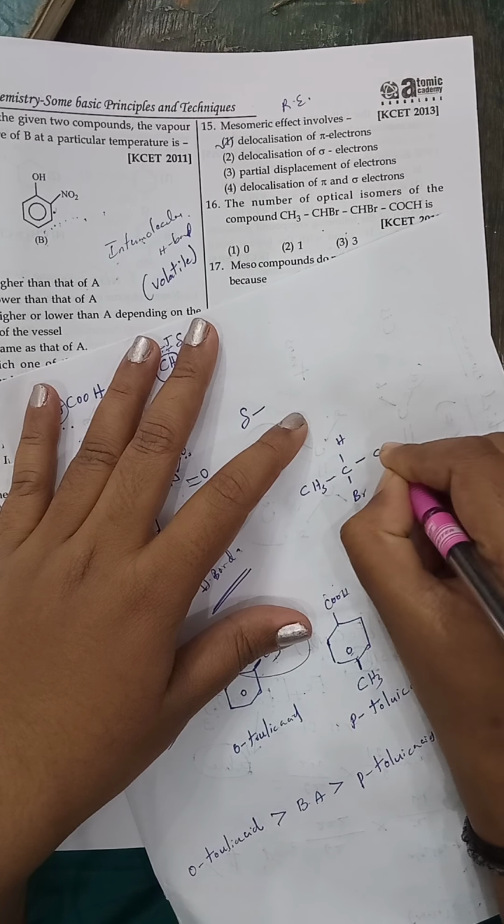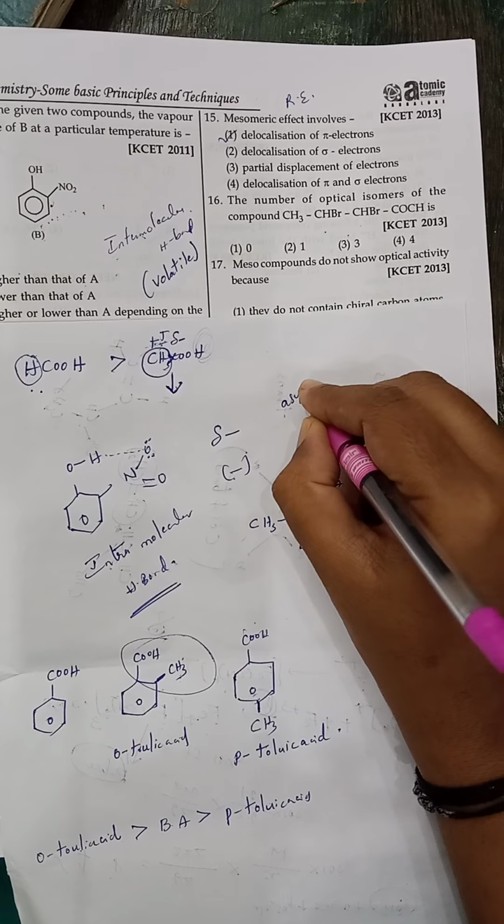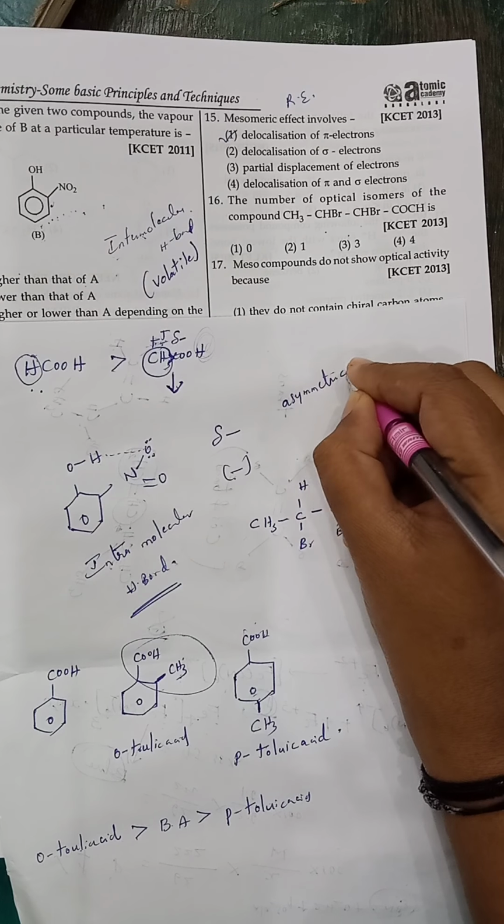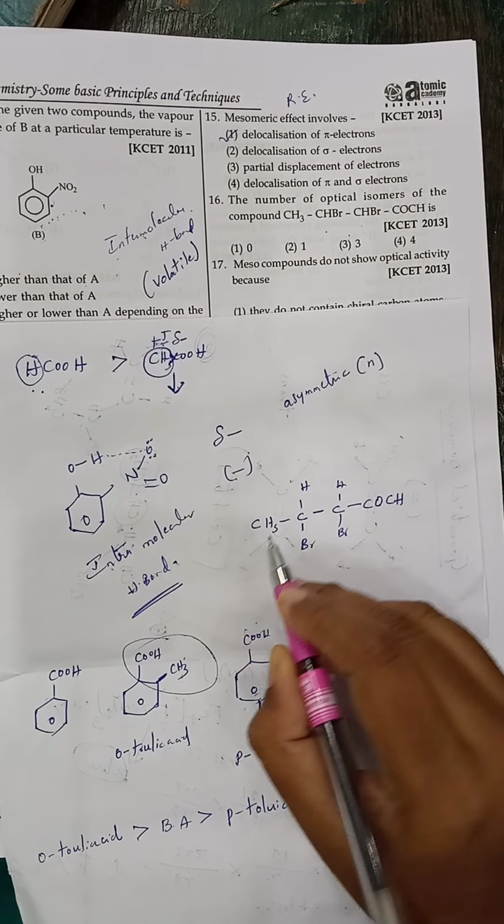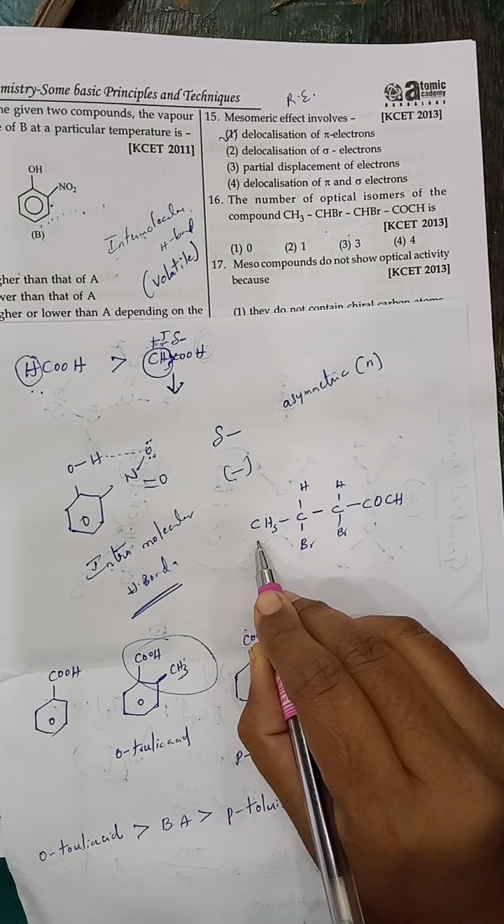First, we want to find out the asymmetric carbons. What is an asymmetric carbon? A carbon which is attached to four different groups is called an asymmetric carbon. See the first carbon: it is attached to three similar hydrogens, so it is not an asymmetric carbon.